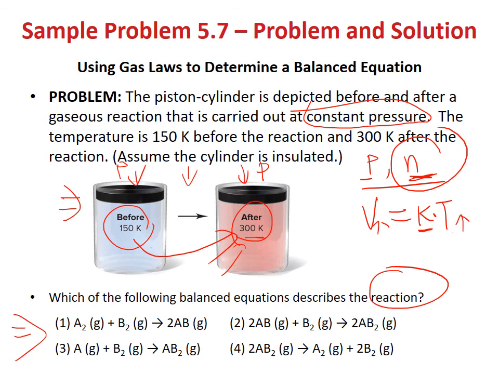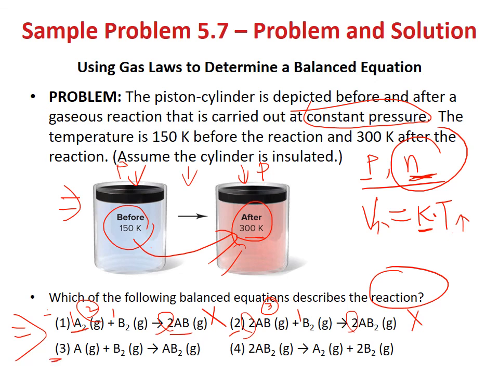Okay, so let's look at each of them. In A, reactants 1 mole A and 1 mole B form 2 moles AB. So 1 plus 1 is 2: before reaction 2, after reaction 2. The number of moles doesn't change, so this is not our choice. Number 2: 2 moles AB and 1 mole B, so that's 3 moles of reactants, and the product is 2. That's not our choice because the number of moles doesn't reduce to half.